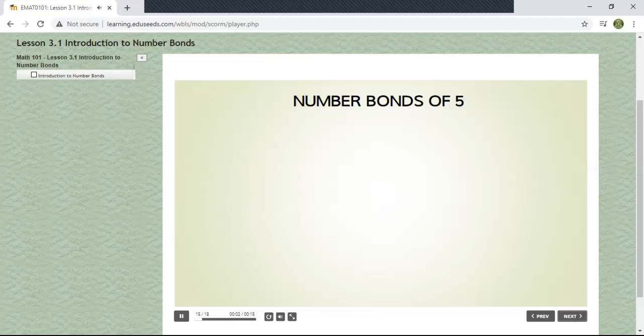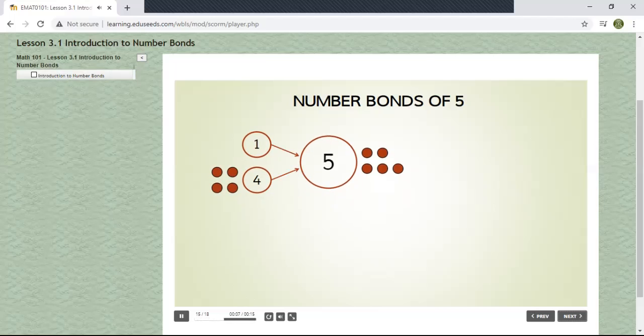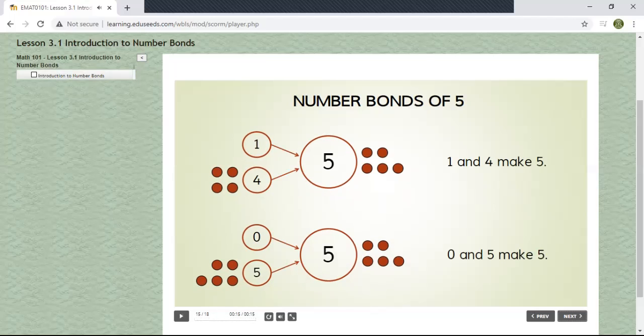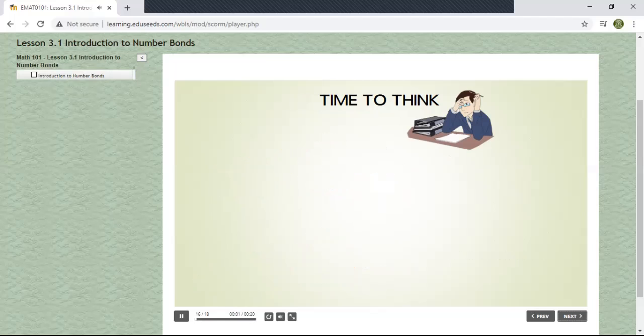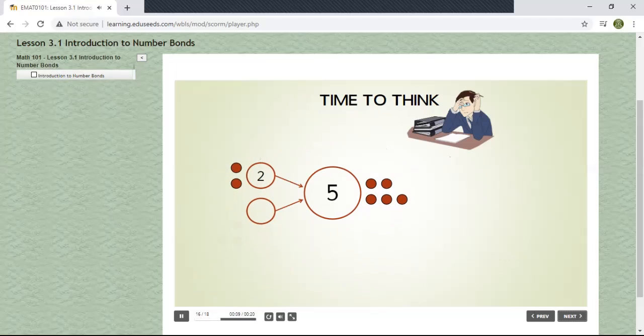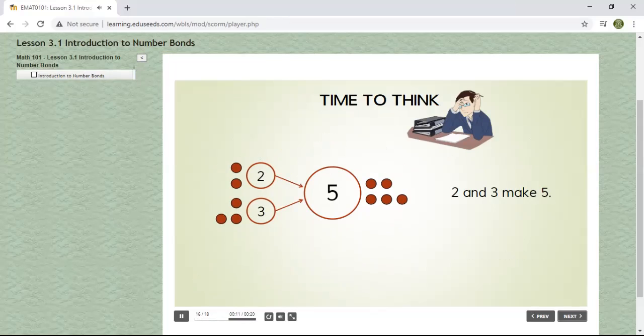Let's look at the number bonds for 5. 1 and 4 make 5. Here's another one. 0 and 5 make 5. Time to think. What are the other number bonds of 5? 2 and 3 make 5. Did you get the answer? To get all the number bonds of 5, you need to use all the numbers from 0 to 5.